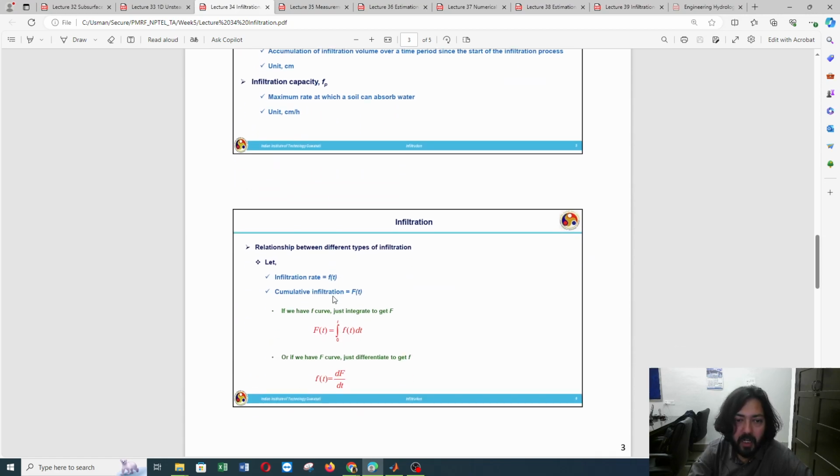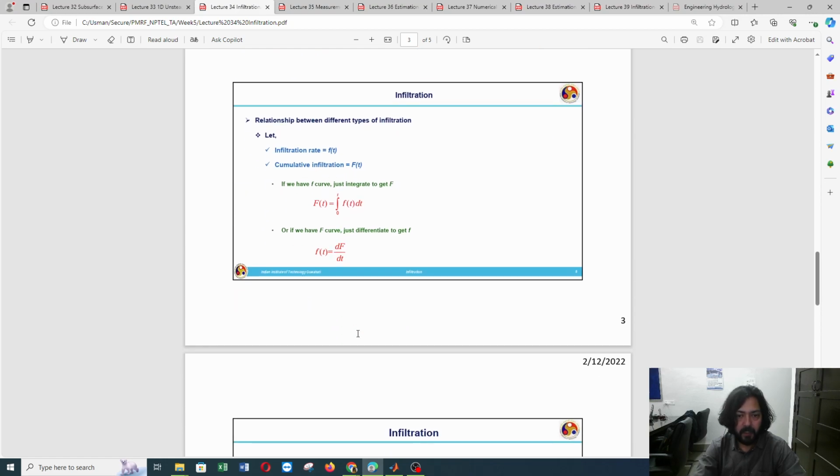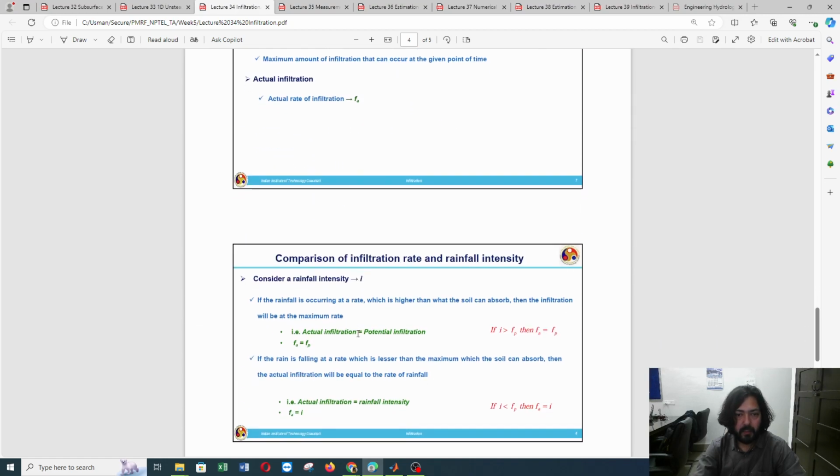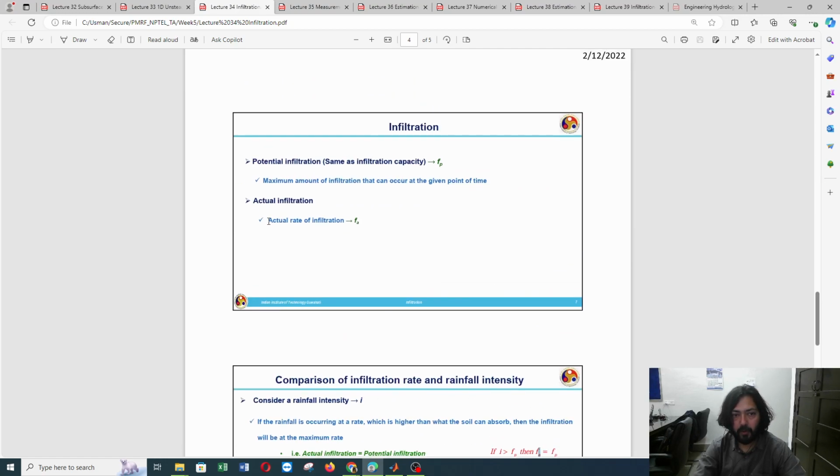Then we studied the relationship between infiltration rate and cumulative infiltration. To summarize, if we have the infiltration rate, we can calculate cumulative infiltration just by taking the integration of it, right? And vice versa, to calculate the infiltration rate, we take the derivative of cumulative infiltration. Then we talked about two different cases to understand the parameter actual infiltration rate. Let us say we want to calculate the actual infiltration rate f of a. How can we do that? There are two cases.